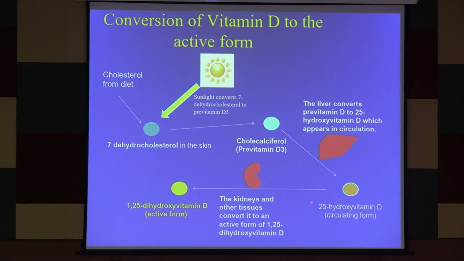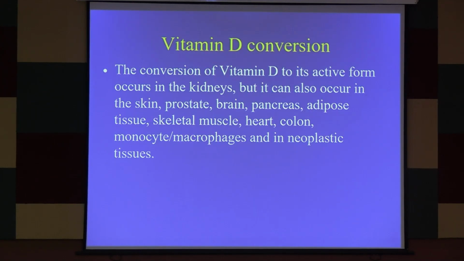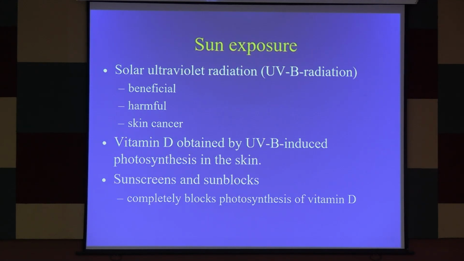The final activation occurs in the kidney. It goes to the kidney where it is converted to 1,25-dihydroxy vitamin D, that is the calcitriol. So this is the active form of vitamin D. Okay. So in the body, with the photosynthesis, it goes through different steps, first in the liver, then in the kidney, and then is converted to the active form of vitamin D. And the kidney is the main source. This active transformation happens in other organs also.